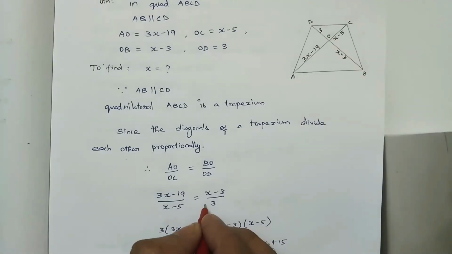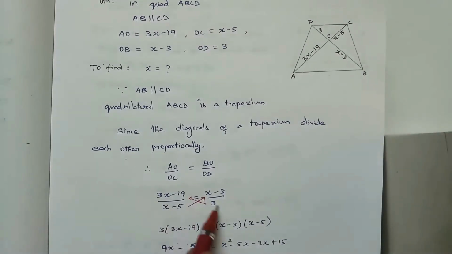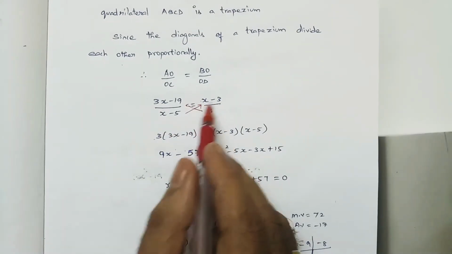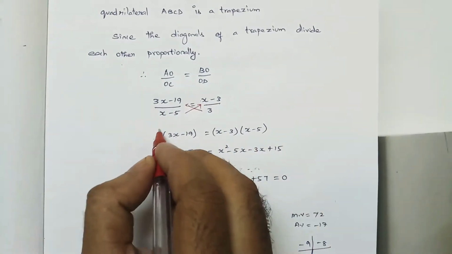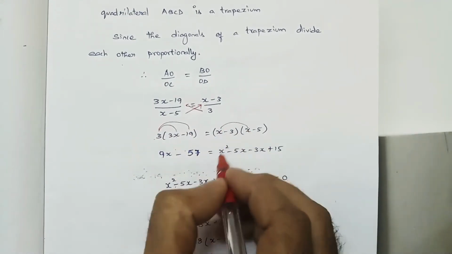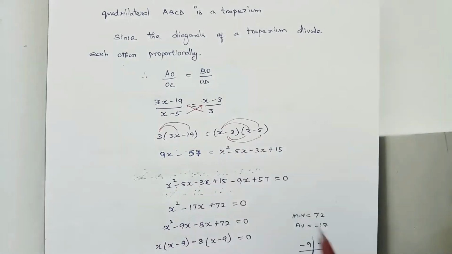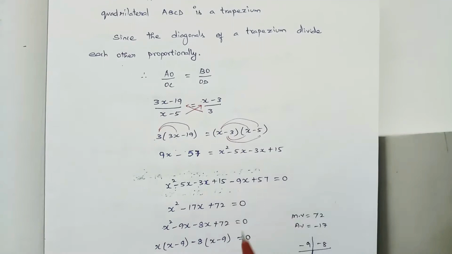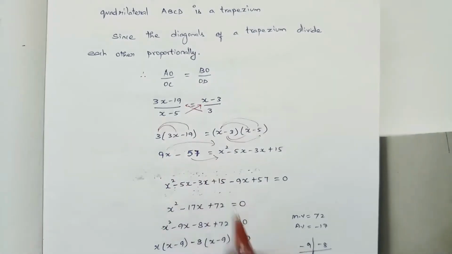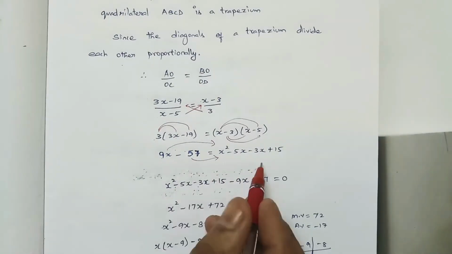Just do the cross multiply, taking 3 to the LHS and x minus 5 to the RHS. So 3 into 3x minus 19 is equal to x minus 3 into x minus 5. Multiply 3 inside: 3 into 3x is 9x, 3 into 19 is 57, equal to x square, x into minus 5 is minus 5x, minus 3 into x is minus 3x, minus into minus 5 is plus 15. Understood? I'm taking this 9x to the RHS, so plus 9x becomes minus 9x, and minus 57 becomes plus 57.